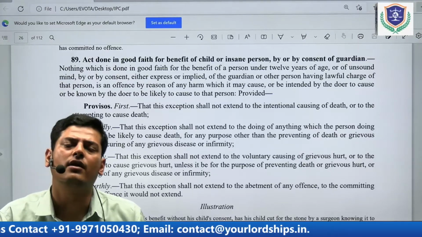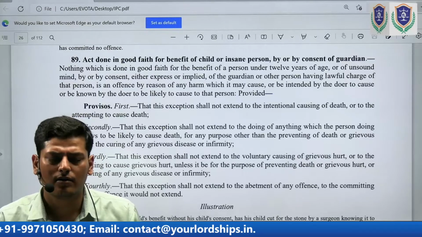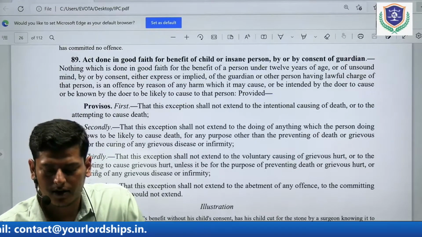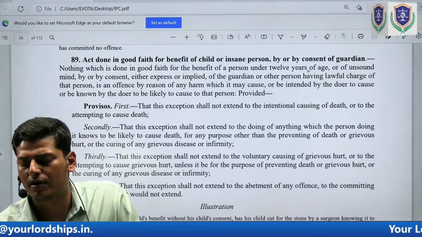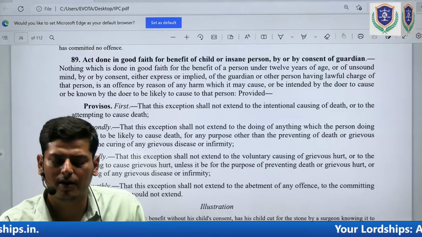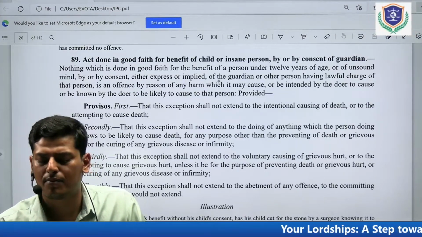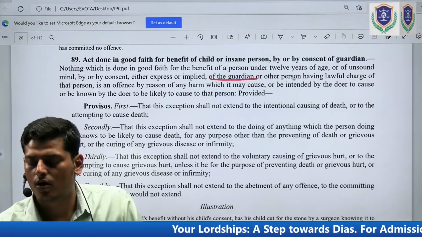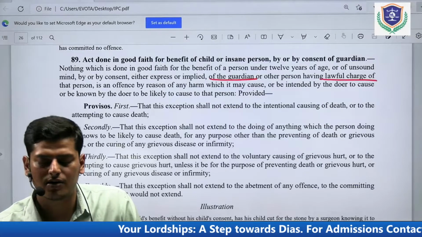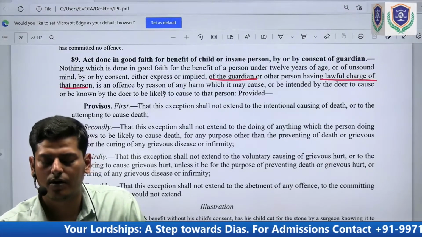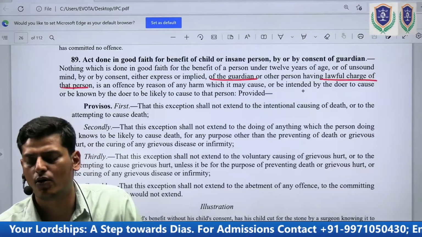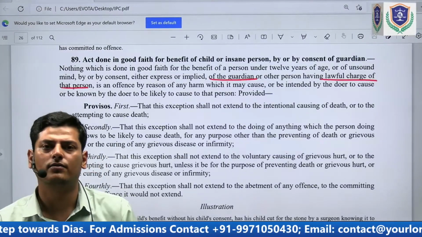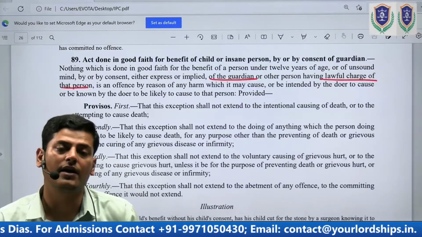Then who will give consent? Obviously, the guardian who is there. Nothing which is done in good faith for the benefit of a person under 12 years of age or of unsound mind, or by consent either express or implied of the guardian or other person having lawful charge of that person, is an offense by reason of any harm which it may cause or be intended by the doer to likely to cause to that person. Section 89.